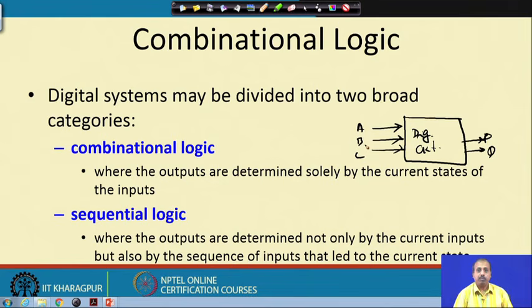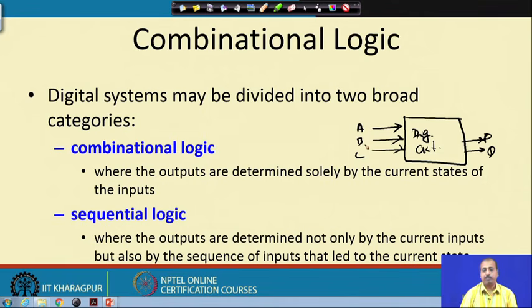On the other hand, there will be another class of circuits where the output P and Q will depend not only on the current value of A, B, C, but on the previous values of A, B, C also. Like if you observe the system from time t equal to 0 and at present you are at time say t equal to 10, then the output P Q at time 10 will depend not only on the values of A, B, C at time 10, but also on the values of A, B, C at time instants 9, 8, 7, 6 up till 0. So, all the previous values of A, B, C.